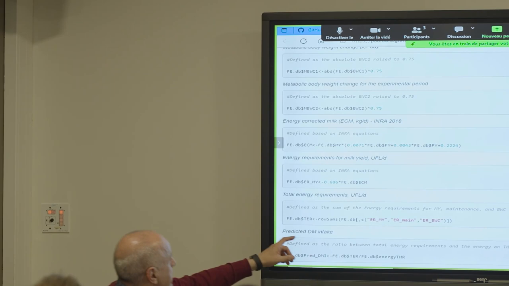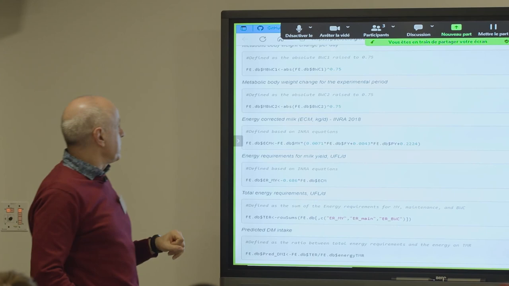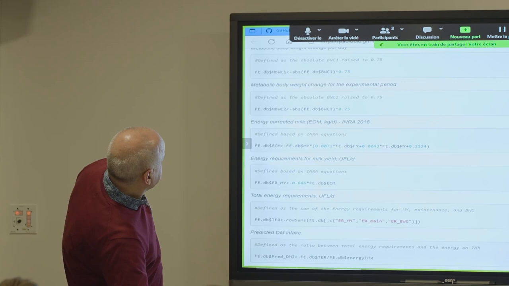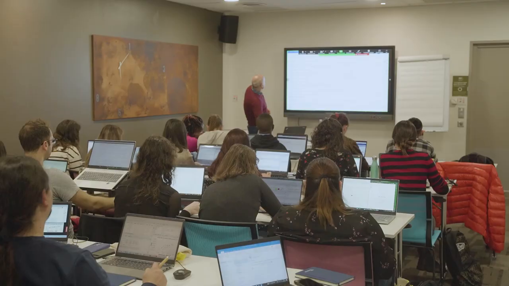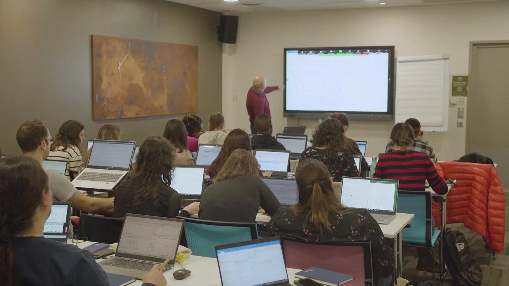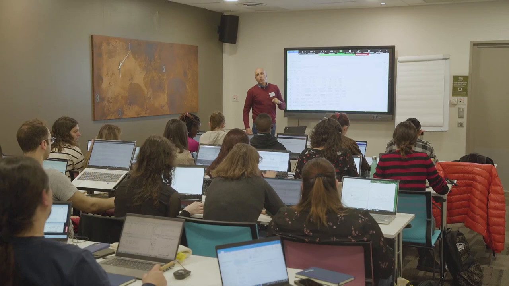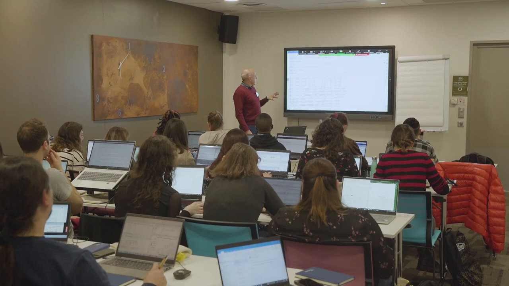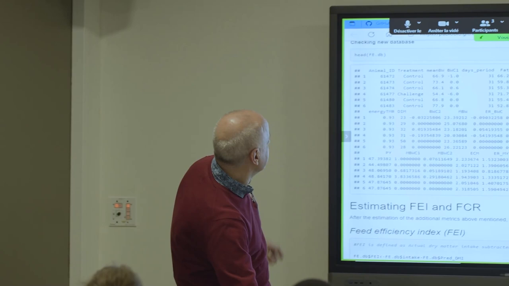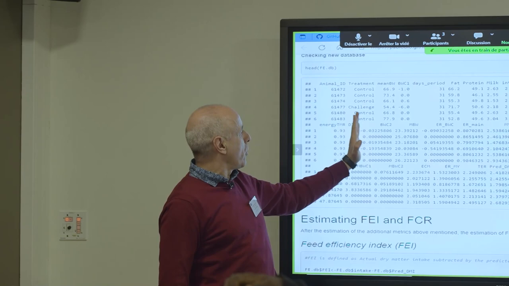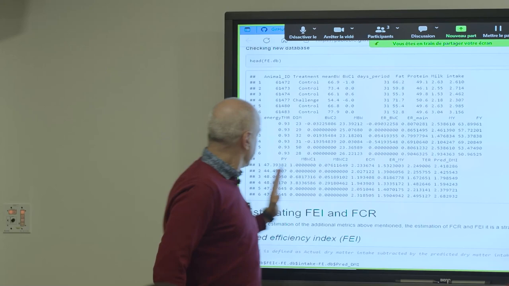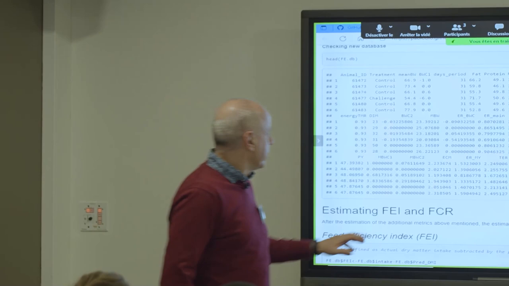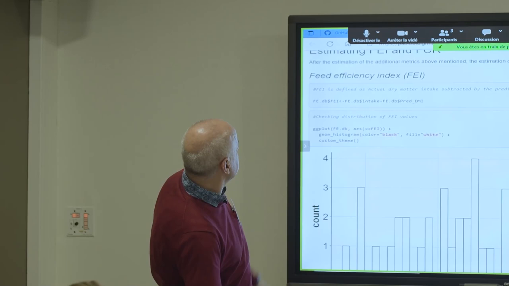Then we estimate, we don't have average daily gain, we have ECM, energy corrected milk. We use this equation, and that is the calculus that we perform: the energy requirements for milk, the total energy requirements, and the predicted dry matter intake. These are all the parameters that are necessary with the data that we have recorded, and you have a new structure of your database. Up to this point are the parameters that we recorded, and all these new columns are the calculus that you have performed.